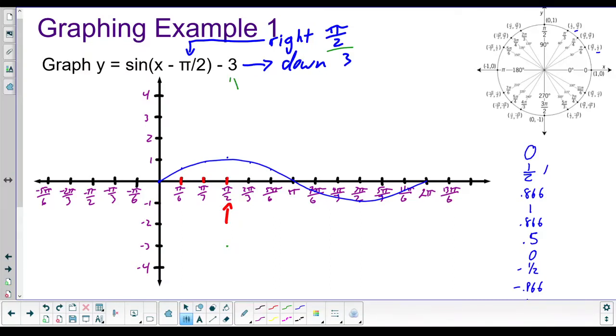Something that's helpful to know: this k value, k equals your midline.